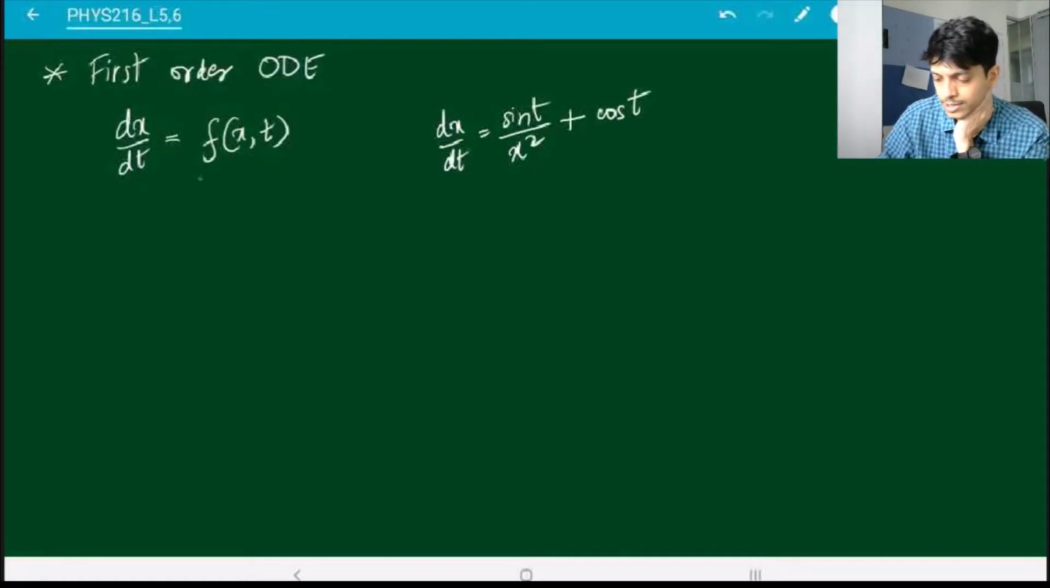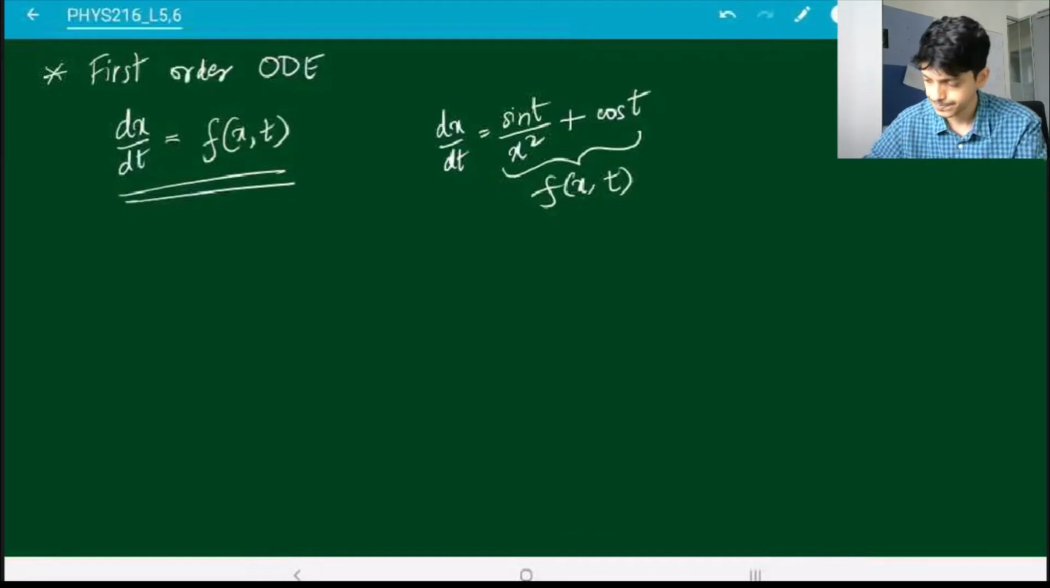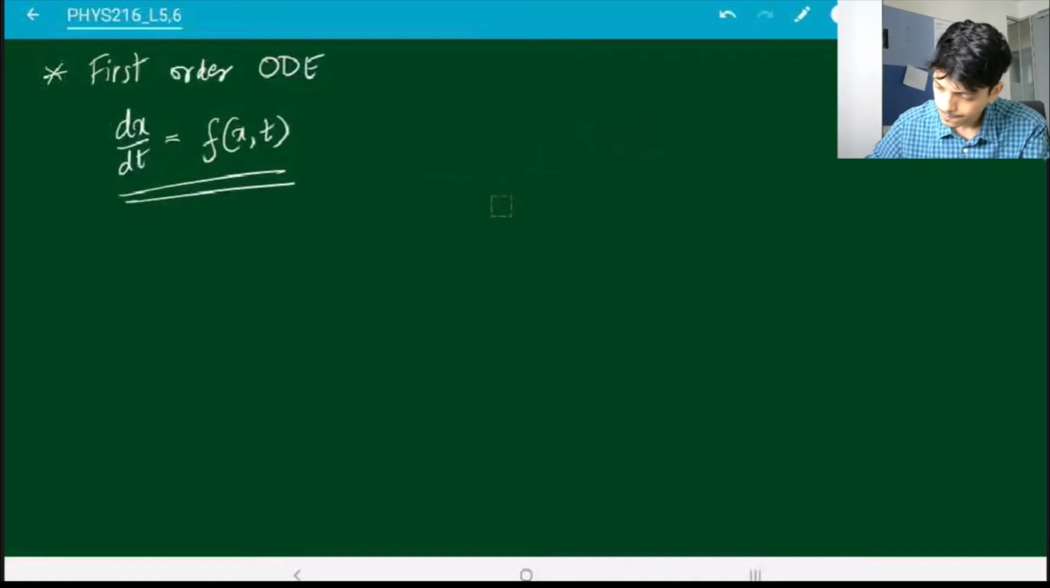So here is the general form. You write it like this: dx by dt is f of x,t, where in this specific case, this entire right hand side is my f of x,t. So question is, how do you solve this kind of differential equation? There are various methods. The first method that we will look at is Euler's method.